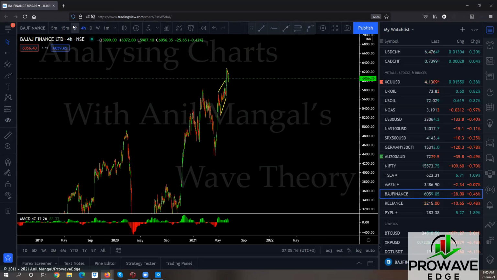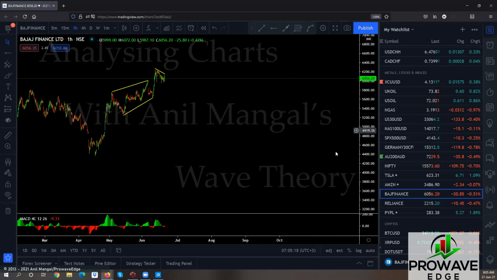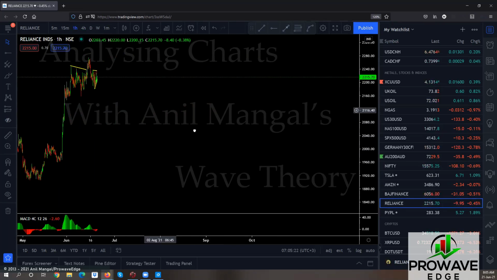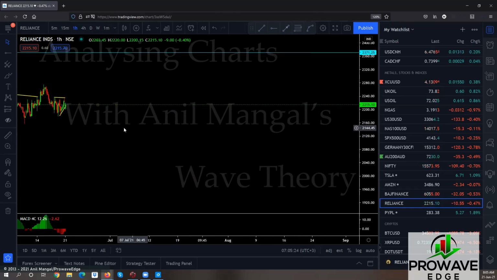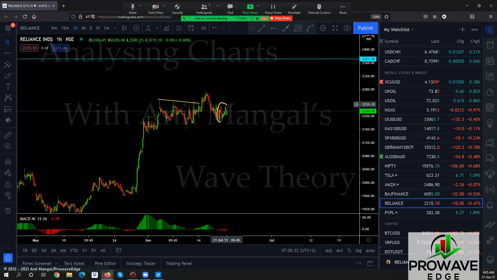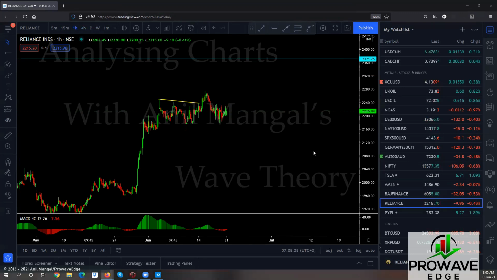Bajaj Finance, let's see in the 1 hour what it looks like. It looks like a buy setup forming there. And Reliance looks like a buy setup. Looks like more correction to me. There's no buy setup there as yet. It's still correcting. So take off this. This looks like a correction for one more drop at least.